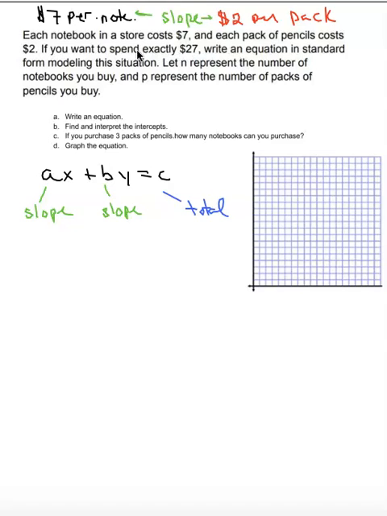So keep reading. You want to spend exactly $27. Great, that's my total. And then it says in standard form. I will not write that on the quiz. I will not write in standard form. That's for you to decide.